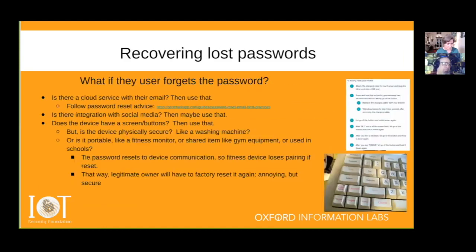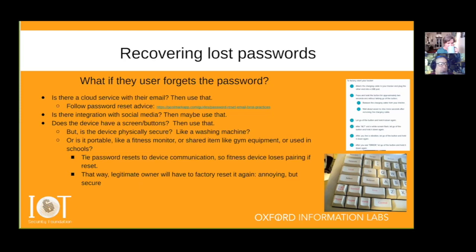So, recovering lost passwords. There's some good password reset advice about websites and other things like this. One of the critical things about this is that just because they ask for a password reset doesn't mean that they actually wanted one. And so you actually have to have a two-phase commit process.